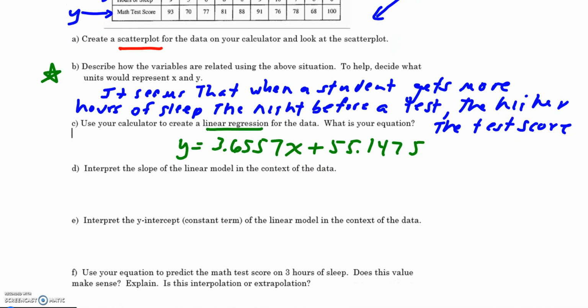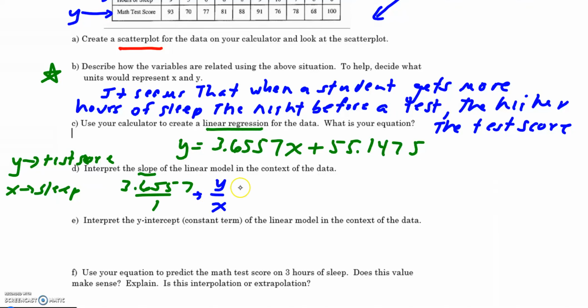Now, based on that equation, we would like to interpret the slope of the linear model in the context of the data. And remember from earlier, we said that y was your test score and x was the hours of sleep. So if my slope in the problem is 3.6557 over 1, in terms of units, remember that slope is really rise over run or y over x. So that means we're dealing with your score comparative to the hours of sleep that you get.